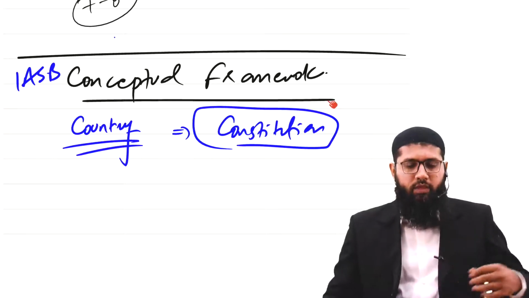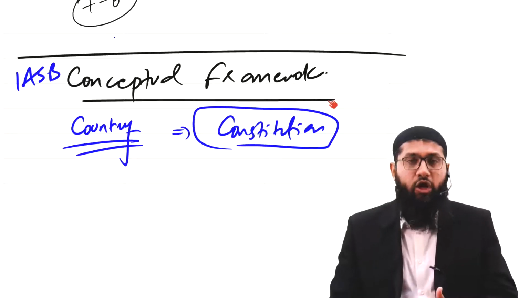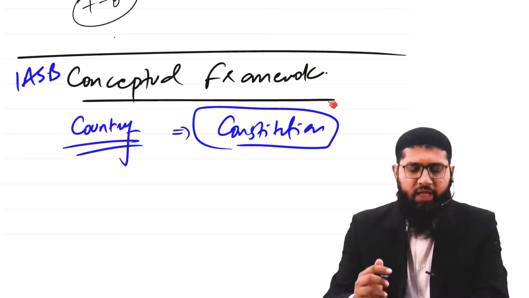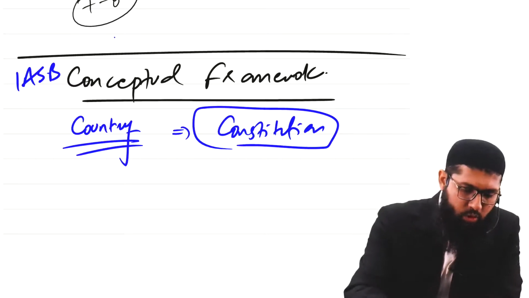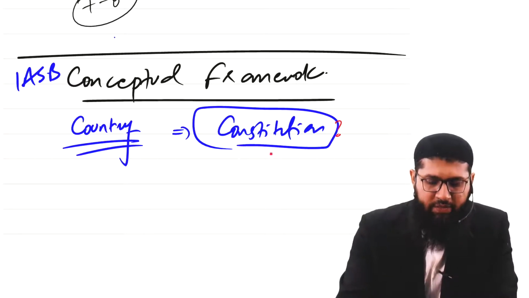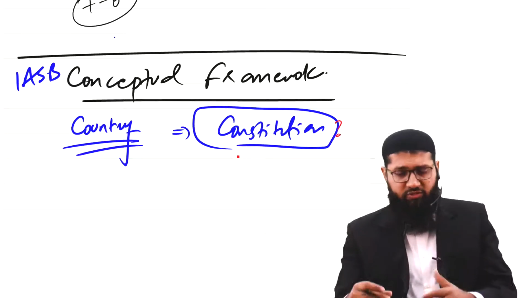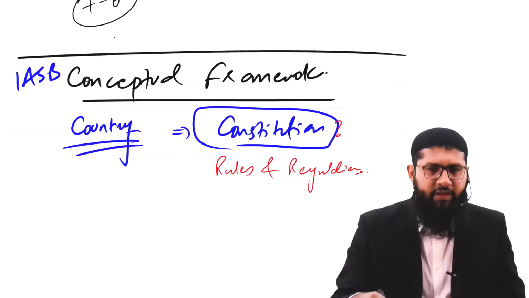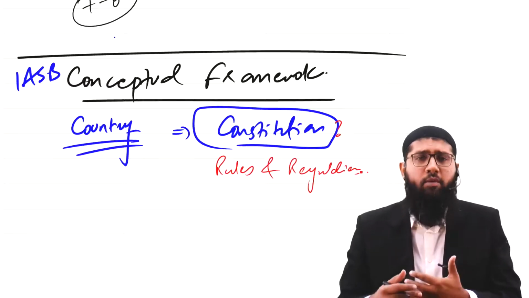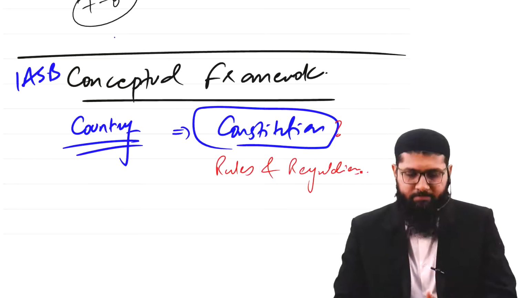Okay, now let's talk about this IASB's conceptual framework. When we talk about the concept of any country, you do know that there is a constitution in every country. What is this constitution? The constitution is the overall rules, the overall regulations. The constitution actually refers to the overall rules and regulations that the lawmakers, that the people living in this country are expected to comply with.